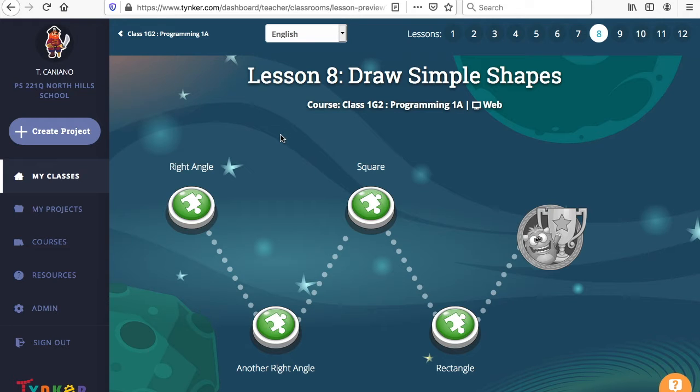Hello, first grade. We're going to continue with Tynker this week. And now we're going to talk about drawing with the computer. We did something similar with code.org, and now we'll do it with Tynker. So we're on lesson 8.